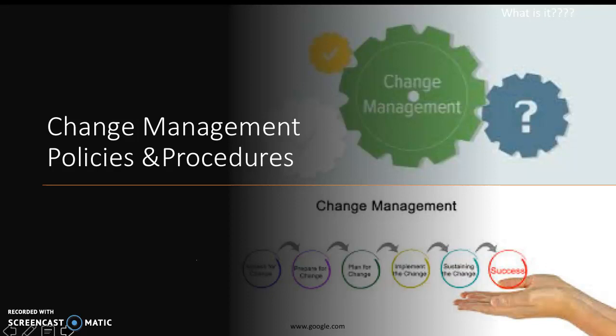And as you can see on the screen, we have different things that go into changes, and if we are to effect any changes in our IT protocols here, there are steps to follow. So we are assessing for change, we are preparing for change, and we are planning for change, implementing change, and sustaining those changes, just to bring us some success.